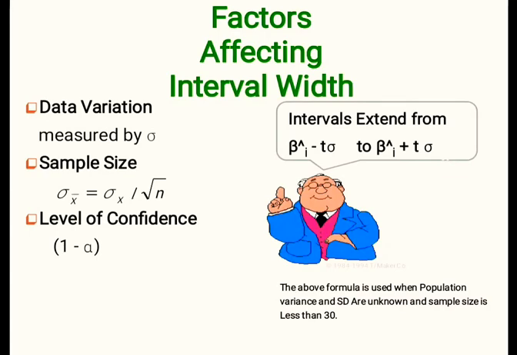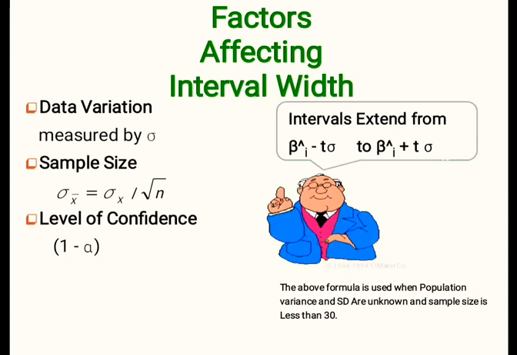And the third one is the level of confidence. If you increase the level of confidence, your confidence interval will also be very large. If you reduce the confidence level, your precision will be more and your confidence interval will shrink. And these are the three major determinants of the size of the confidence interval.